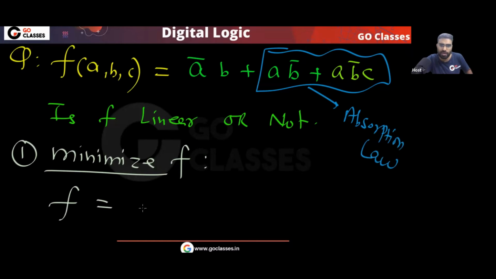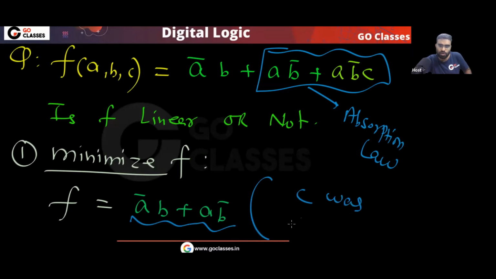So first you minimize. If you minimize, you are basically getting it like this. Now you can notice, c was a dummy variable. Yes or no? This c was just a dummy variable. Your function does not depend on c.